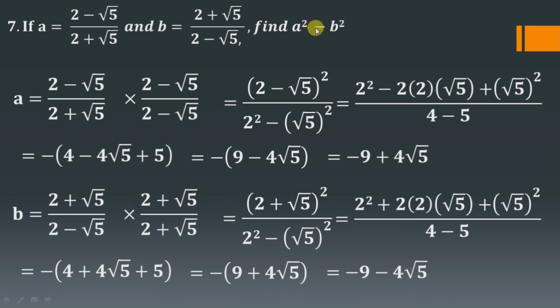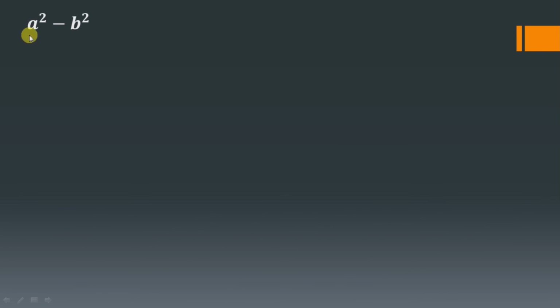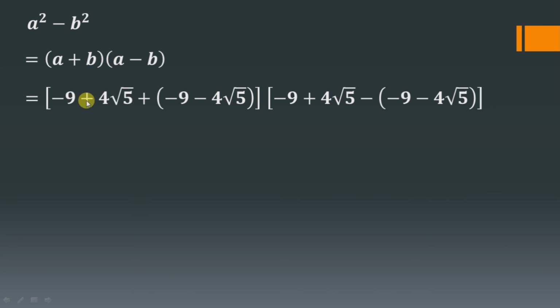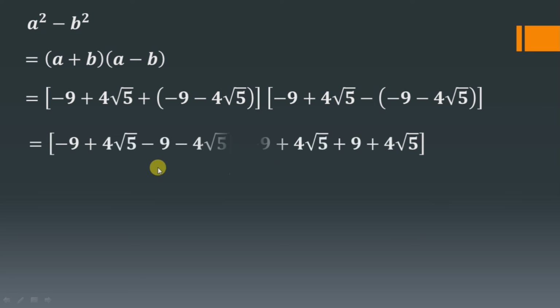Now we will solve a square minus b square. So a square minus b square is equal to (a plus b)(a minus b). Let's put in the values of a and b. A means minus 9 plus 4 root 5, plus b means minus 9 minus 4 root 5. So this is a plus b, and this is a minus b, which is equal to minus 9 plus 4 root 5 plus into minus is minus 9 plus into minus is minus 4 root 5. Here minus 9 plus 4 root 5. Now minus into minus is plus 9, minus into minus is plus 4 root 5.